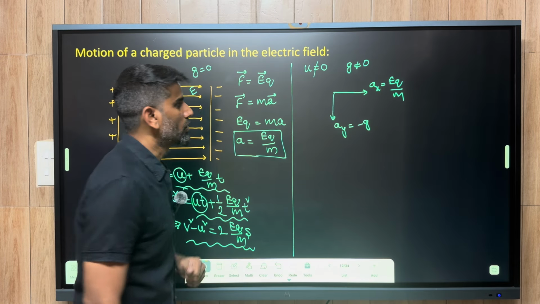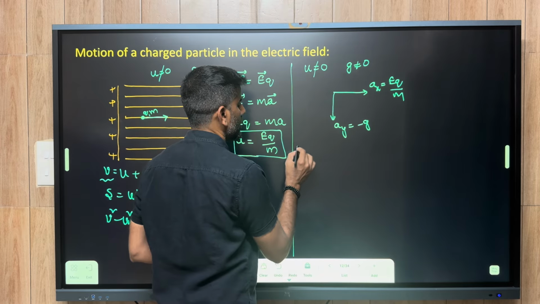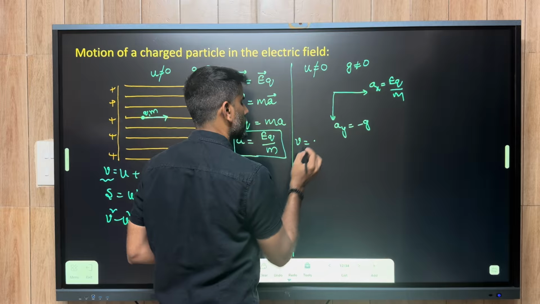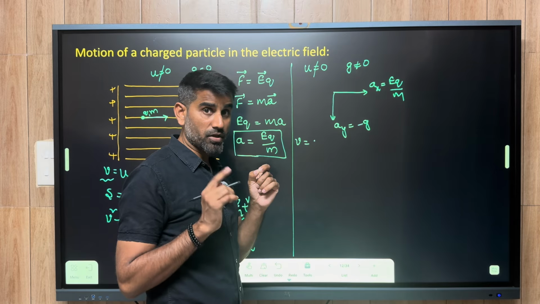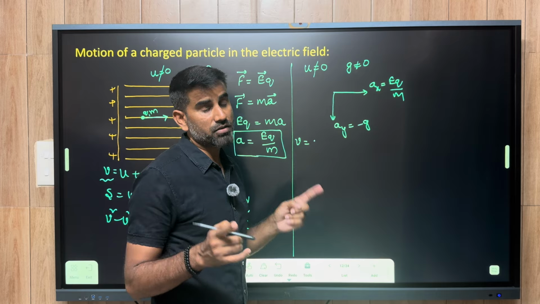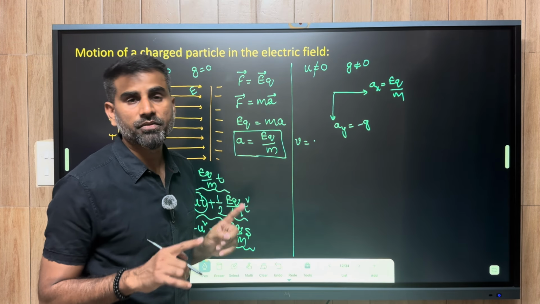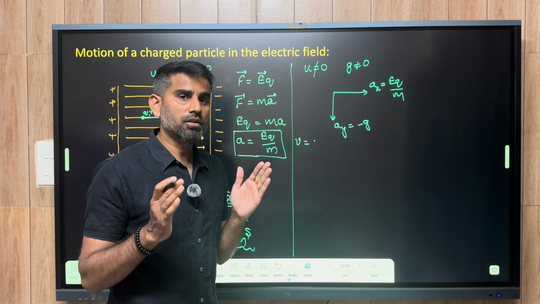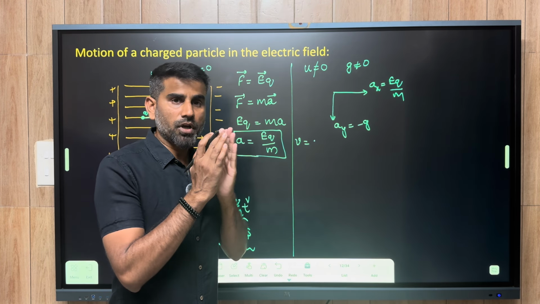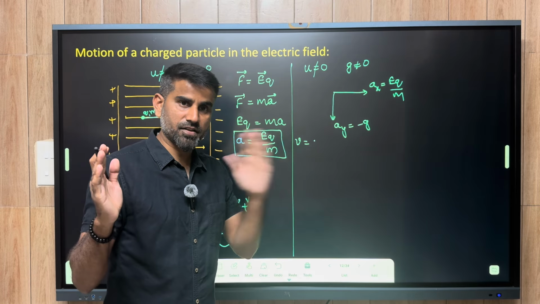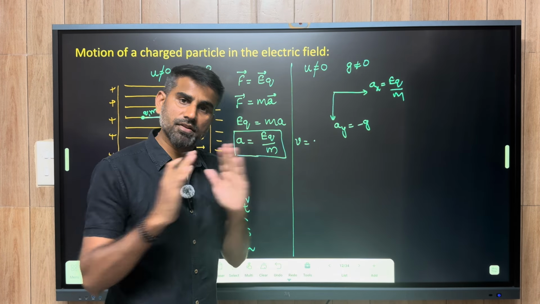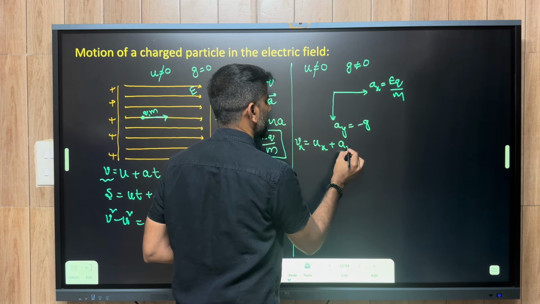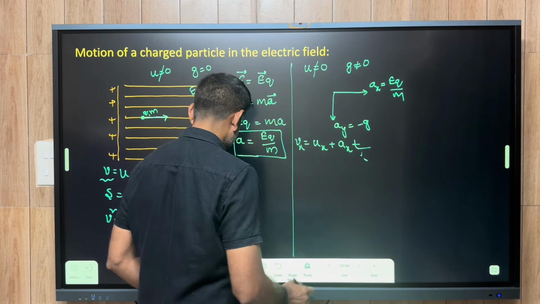Now for the kinematic equations, I'm going to write the equations directly. I'm going to write the equations along the x and y directions separately. Rather, you can write the kinematic equations in vector form to avoid writing it two times. But I want to explain it in a simple way. I'm going to divide the equations in two directions, x-axis and y-axis, and write the equations separately. So Vx is equal to ux plus ax t.